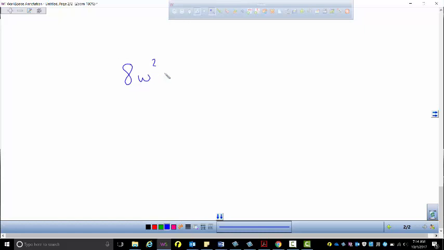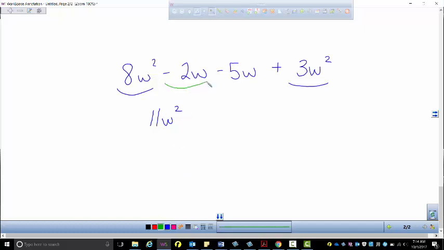8w squared minus 2w minus 5w plus 3w squared. So again, when I put them in there, I have 8 and 3, and I know those are the same because they both have the w and the exponent of 2. So 11w squared, and then the inside, they're both negative, so negative 2 and negative 5 is minus 7w.